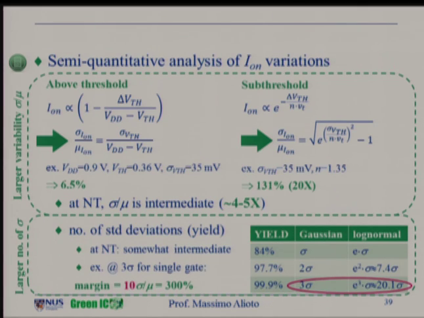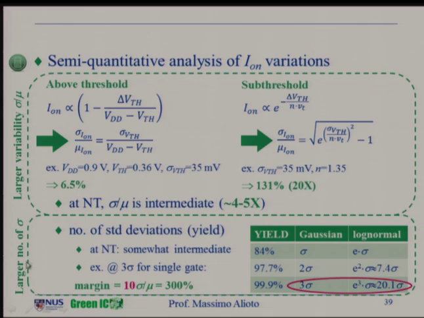Just to get familiar with typical numbers, if we compare above threshold and subthreshold, and we consider the linear and exponential dependence of the on current, which means essentially performance, on the threshold voltage variations, if we do the math with reasonable values, we typically get 6, 7, 8% of variability in Ion, and similarly on the gate delay at above threshold, so nominal voltage. But in subthreshold, if we do the math, we actually get much wider variability, 20x, much, much worse. And if we look at near threshold, we get something in the intermediate, typically 4, 5x.